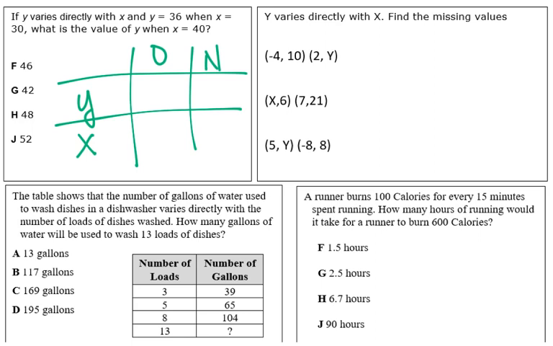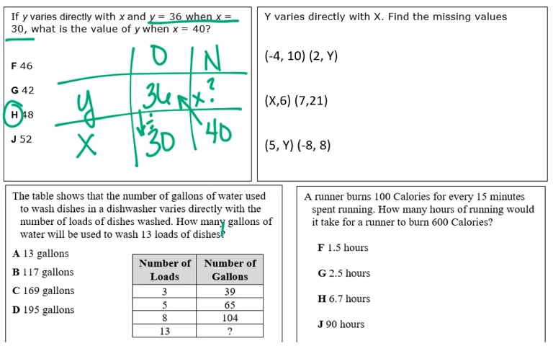So the original y that they give me is 36, and that matches up, it says when x is 30. So the original x is 30. The question says, what is the value of y, so I don't know what y is, when x is 40. And so again, to solve these, you always go diagonal, cross multiply, and then divide. So 40 times 36 divided by 30 would give you 48.